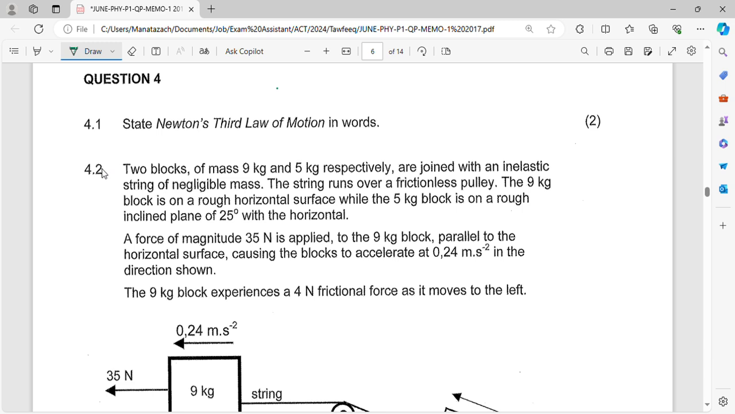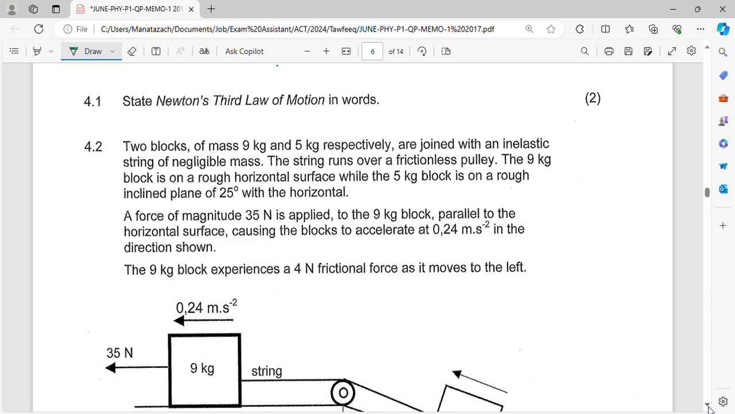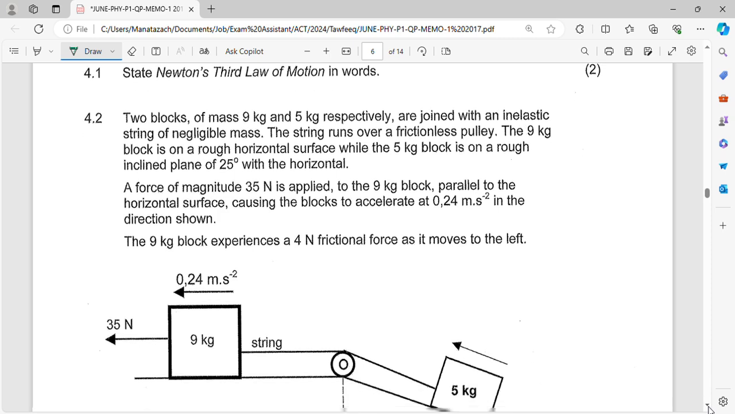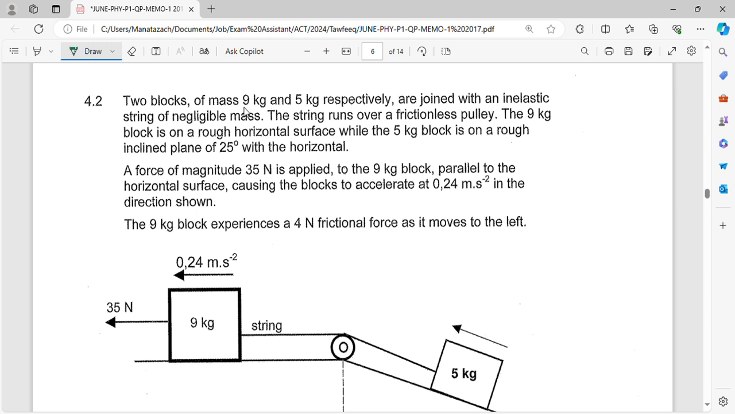4.2 says two blocks of mass 9 kg and 5 kg respectively are joined with an inelastic string of negligible mass. The string runs over a frictionless pulley. So okay, let's just recap a bit. You've got two blocks, 5 kg and 9 kg. We have them here. The frictionless pulley means it doesn't have any effects of friction.